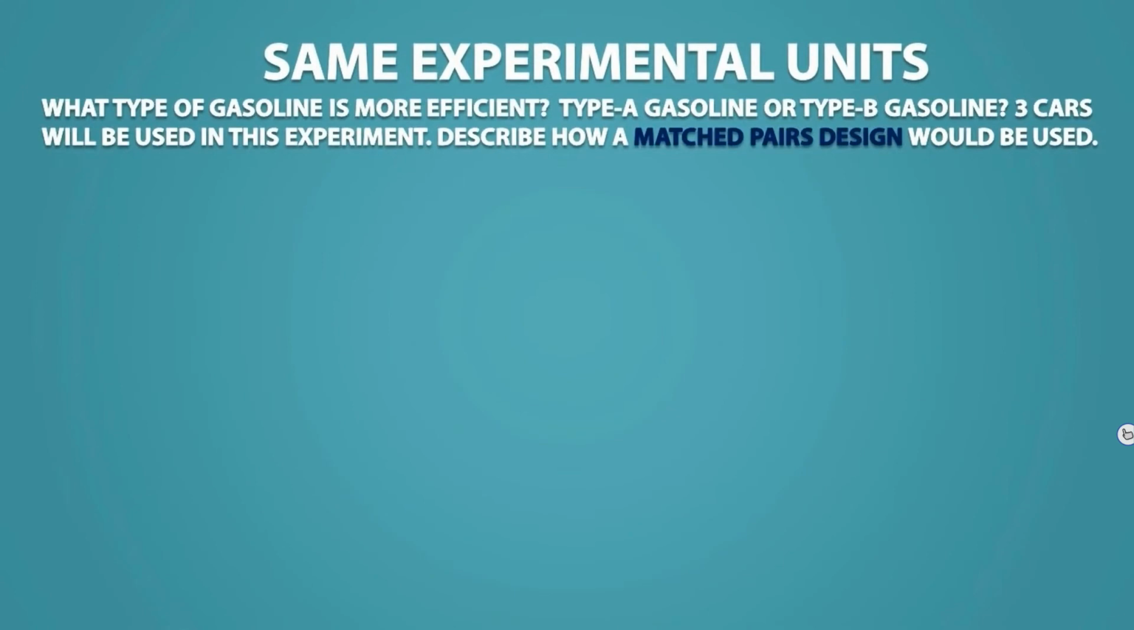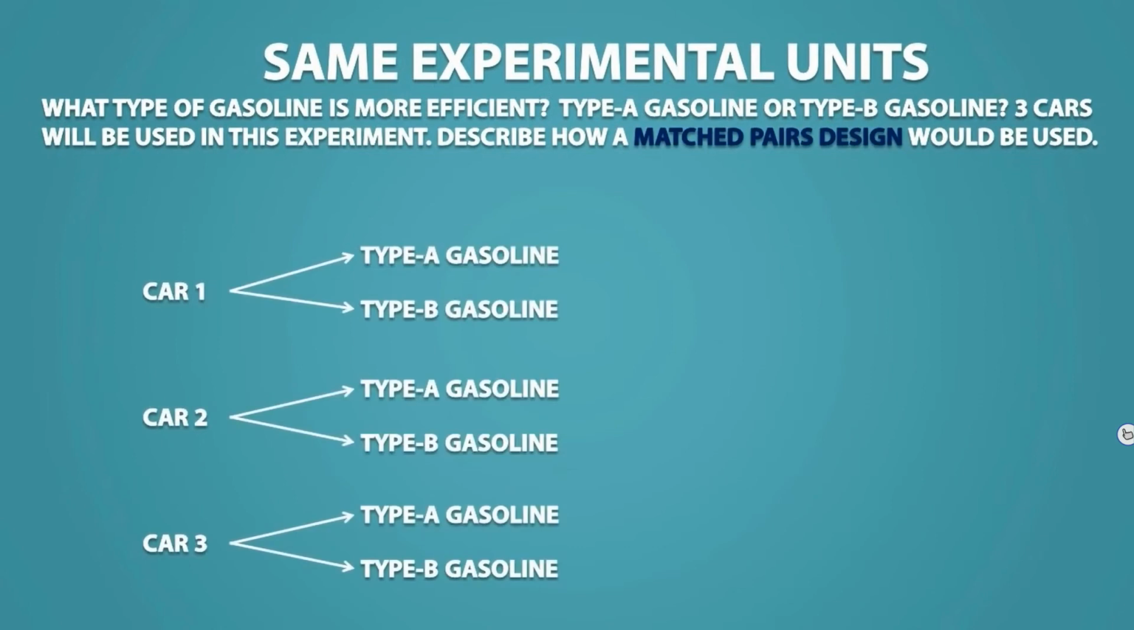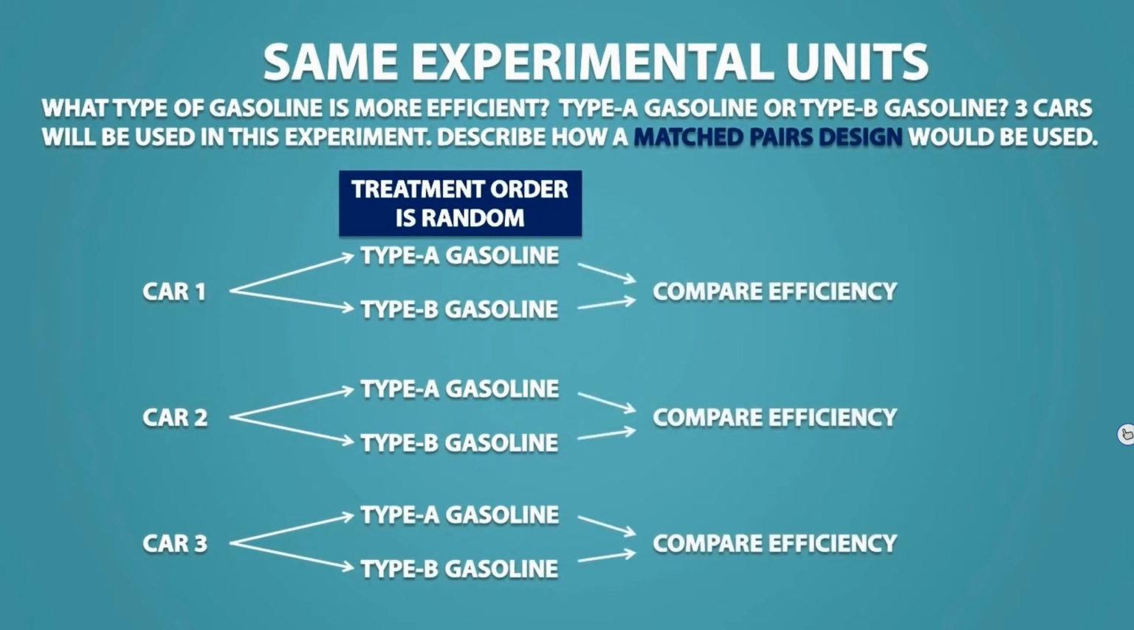3 cars will be used in this experiment. Describe how a matched pairs design would be used. If we are using the same experimental units, then each experimental unit will receive both treatments. So we have 3 cars, and each car will receive the 2 treatments, one with type A gasoline and one with type B gasoline. We would use the same car for each treatment, and which treatment goes first will be random. So for example, we could drive with type B gasoline first, then once all the gasoline is finished, we would fill up the car with type A gasoline using the same quantity. And at the end of the experiment, we would compare the efficiency of the gasoline.